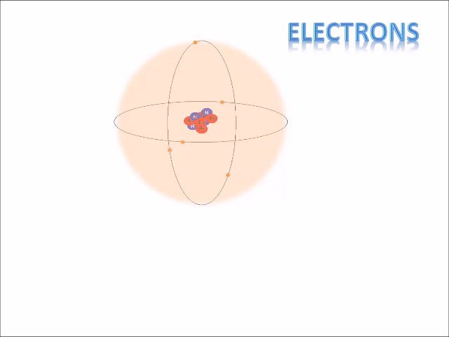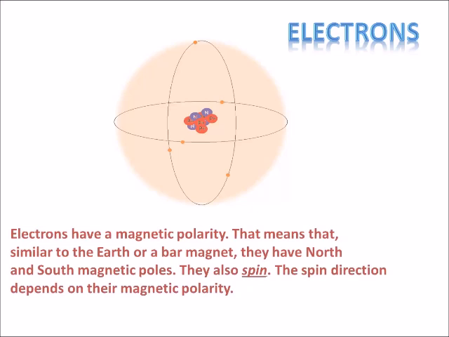Let's talk about those electrons. Here we see our atom. We see the nucleus with the protons and neutrons. We see the electrons orbiting the nucleus within this electron cloud. Electrons have a magnetic polarity. That means, similar to the Earth or a bar magnet, they have a north and a south magnetic pole, and they also spin as they orbit the nucleus of the atom.